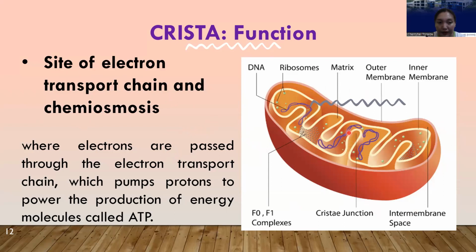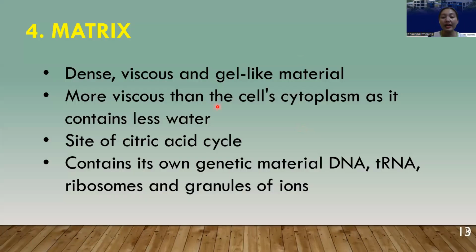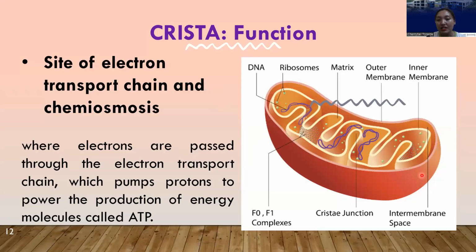Over there. So here, your electrons are passed along, which pumps the protons to produce the molecule of ATP. Without the cristae, you cannot produce ATP because you need lots and lots of protons to make a gradient. So it needs to fold. Okay, we are done with the outer membrane, intermembrane space, and then the inner membrane.